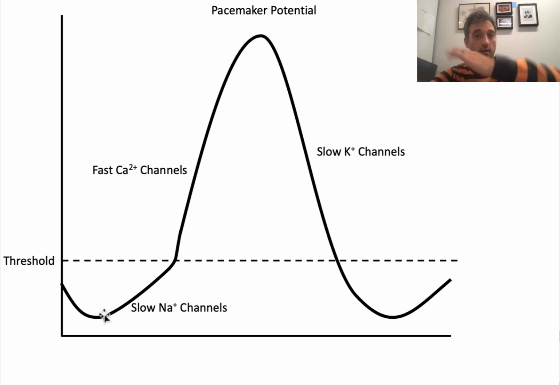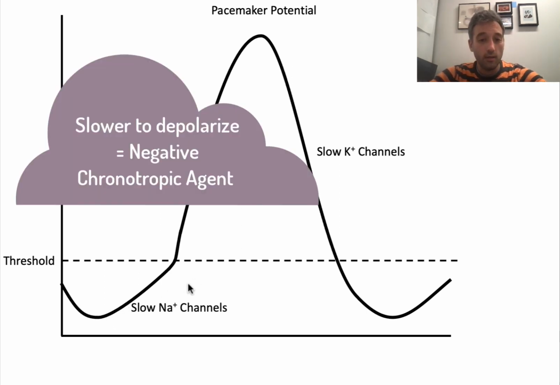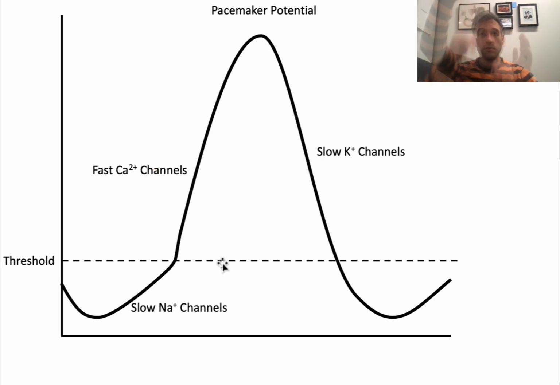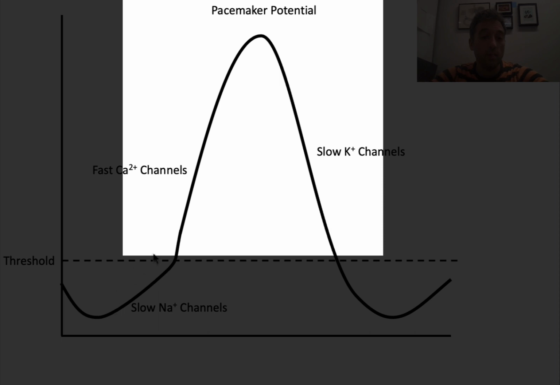Alternatively, you can have negative chronotropic agents that are going to make this slower to get up to threshold. That would be things that would make it slower or more negative on the inside. Negative chronotropic agents make it slower. So you have things like opening up a potassium channel to let potassium out, or opening up a chloride channel to let chloride go in. So either way, negative makes it go slower. This whole portion above the threshold is going to be the same no matter what. It's just the speed at which it gets up to threshold.